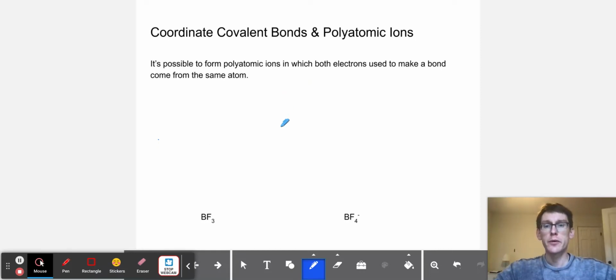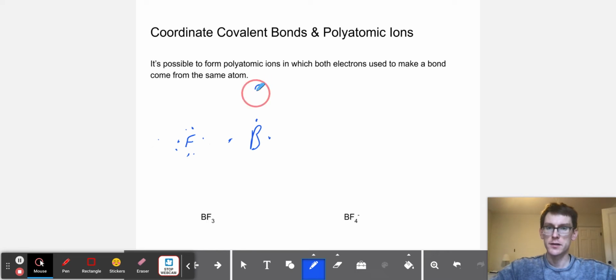In this video, we're going to learn about coordinate covalent bonds. So let's start by drawing a Lewis structure for BF3. Boron has 3 valence electrons, and fluorine has 7. So the fluorines all want to form one bond to get to their octet.